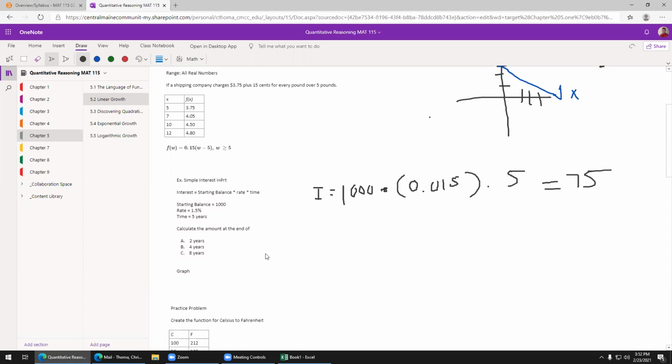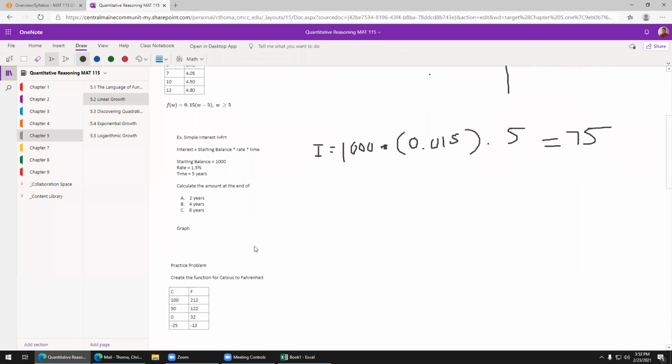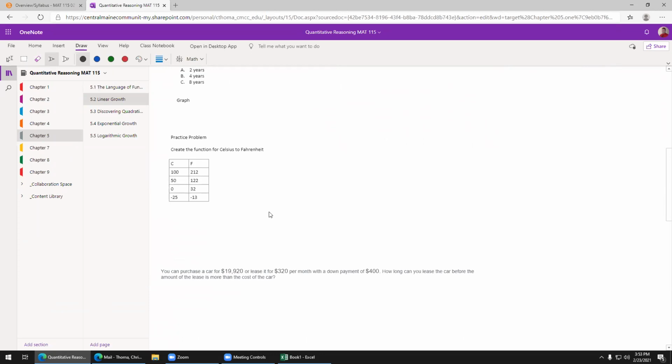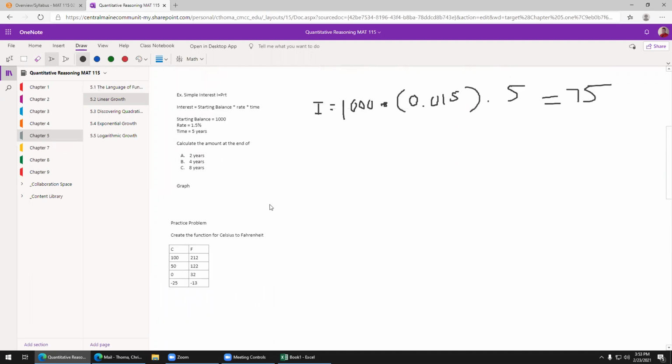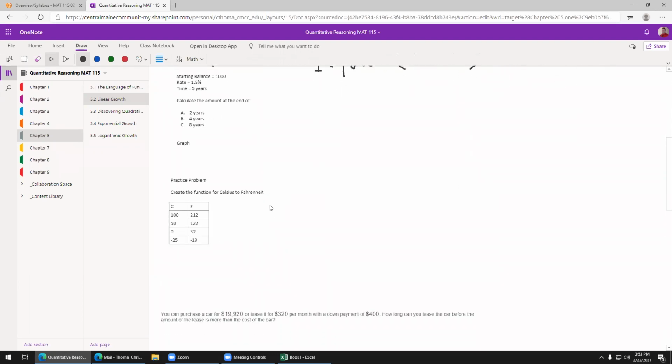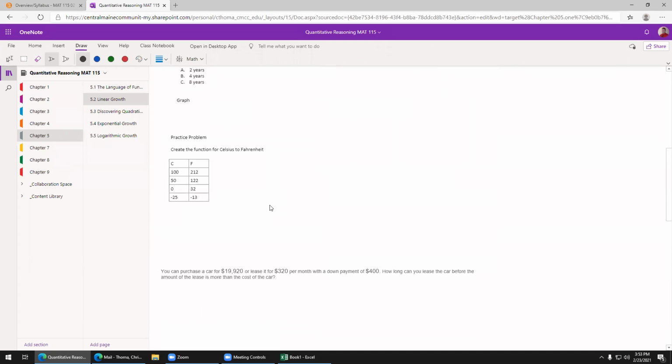All these next parts A, B, and C are just if we had time to go through and put in different years, so times 2, times 4, times 8. We're cutting close on time here.